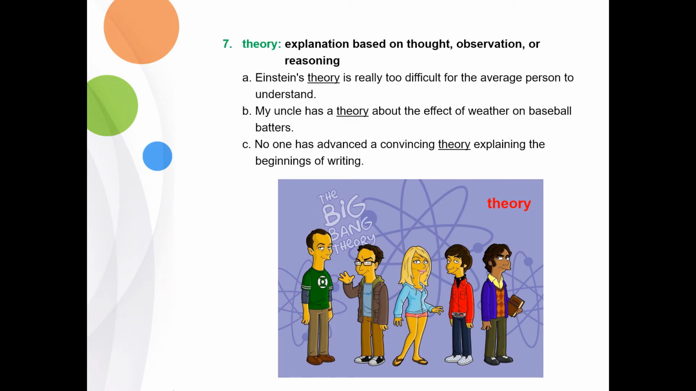Theory. Theory means explanation based on thought, or observation, or reasoning. Examples. Number 1. Einstein's theory is really too difficult for the average person to understand. Number 2. My uncle has a theory about the effects of weather on baseball batters. Number 3. No one has advanced a convincing theory explaining the beginnings of writing.